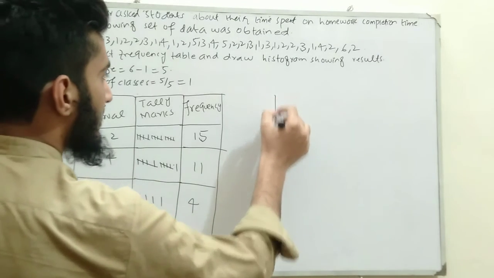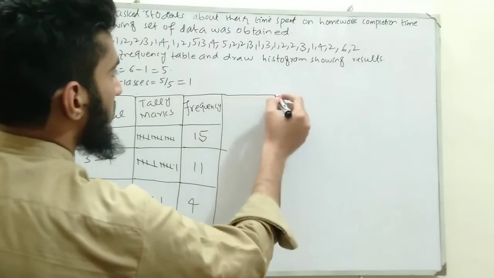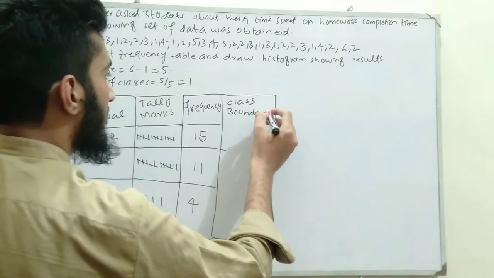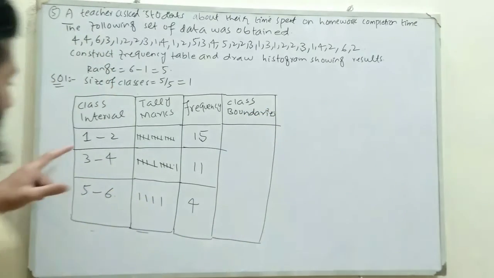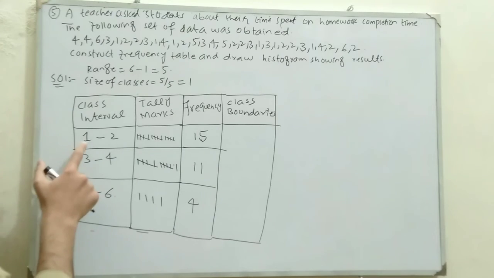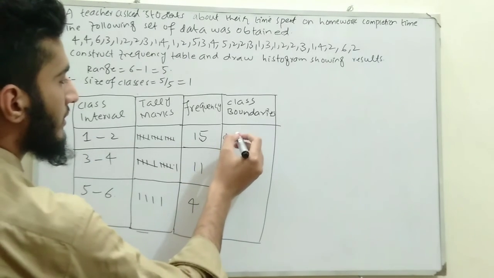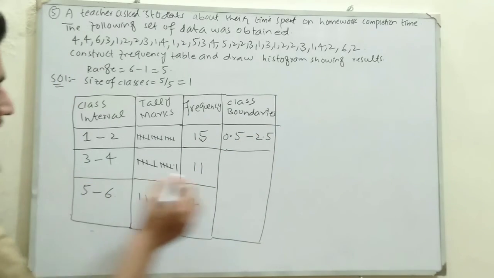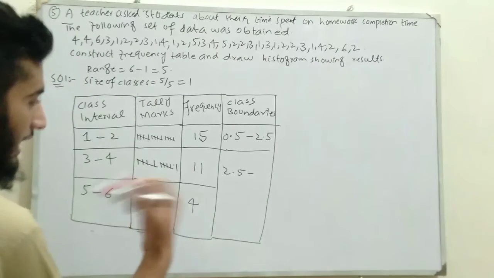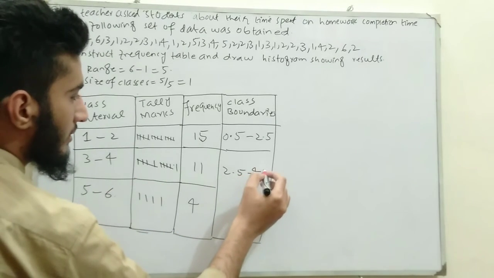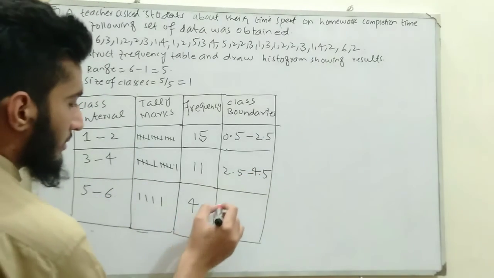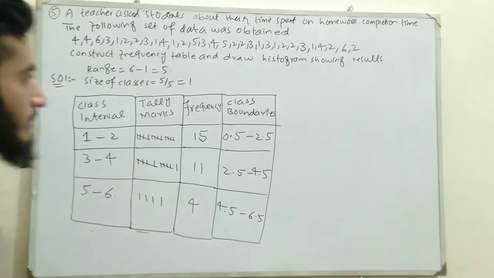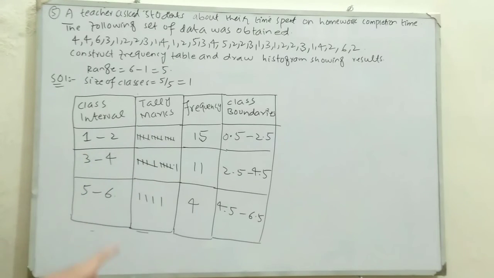After this, I am going to find the class boundaries. For the 1, the class boundary is found by subtracting 0.5 from 1, so it becomes 0.5, and adding 0.5 to 2, it becomes 2.5. Subtract 0.5 from 3, it becomes 2.5, and add 0.5 to 4, it becomes 4.5. Subtract 0.5 from 5, it becomes 4.5, and add 0.5 to 6, it becomes 6.5. So these are our class boundaries, and this is our frequency table for the set of data.